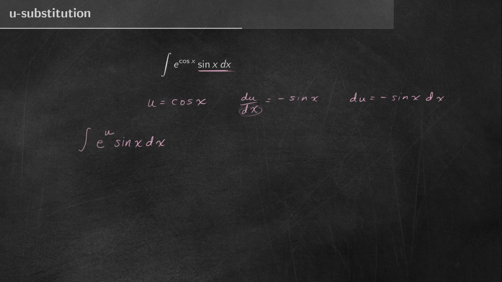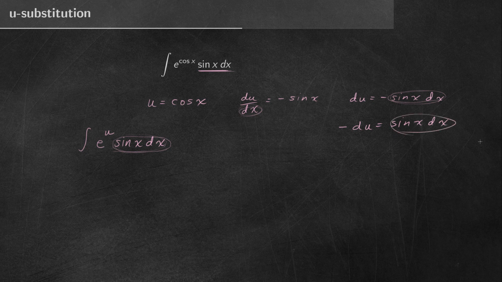So again, if you like, you can solve this equation for dx by multiplying both sides by negative sine x. I prefer to try and get a match with whatever I have left over in my integral. I'm trying to get sine x dx. So I'm going to solve this for sine x dx. To do that, I just multiply or divide both sides by -1, however you prefer to think about that. So negative du equals sine x dx.